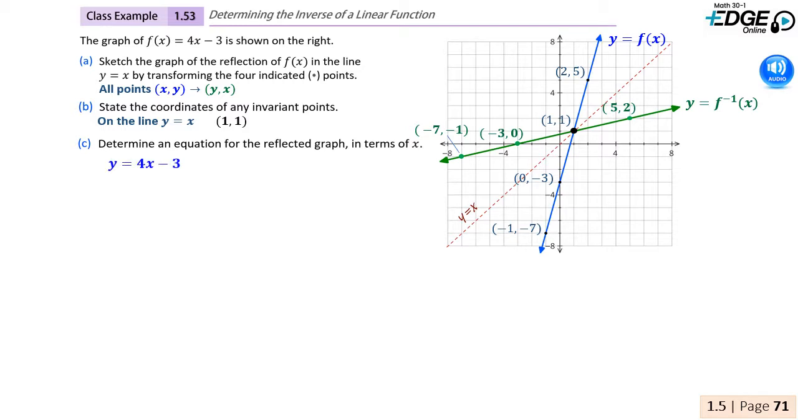We're asked to determine the equation for the reflected graph, that is, the green line. Now, because it's a line, we have many strategies. We could determine the slope and use the form y equals mx plus b, subbing any point to find the b value. We could use slope point form, but here we're going to take the original equation, f of x equals 4x minus 3, and treat it as its inverse.